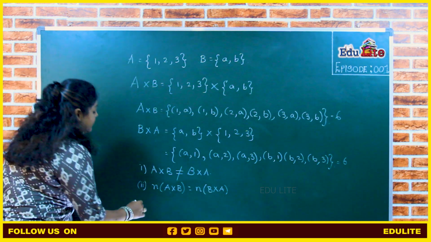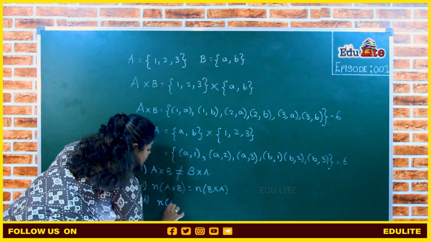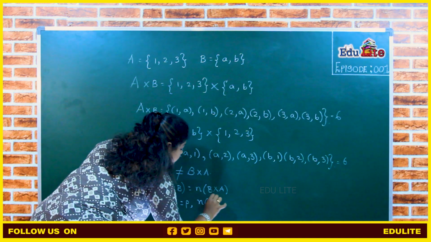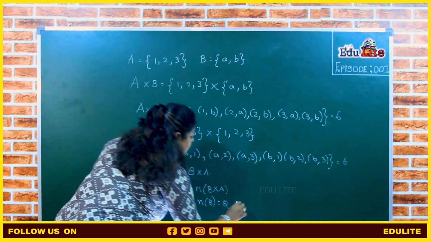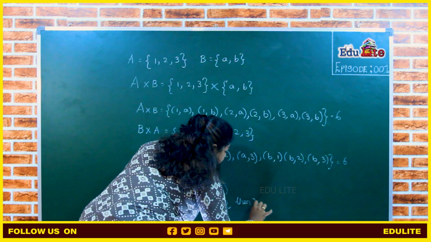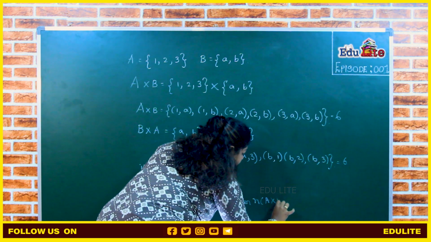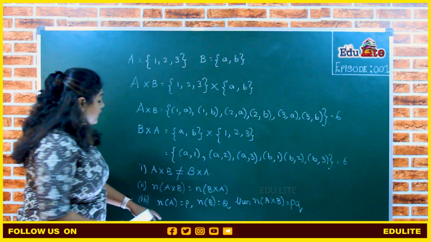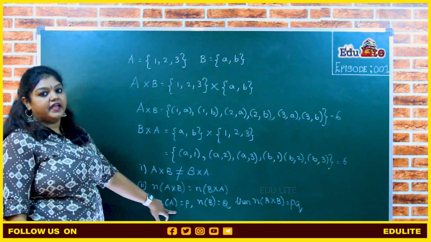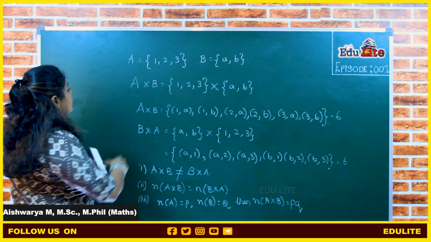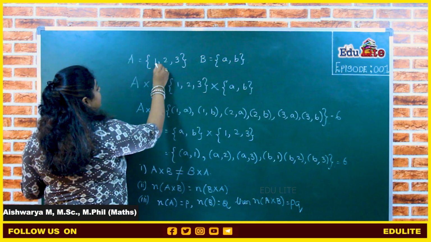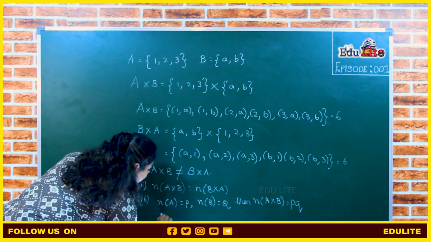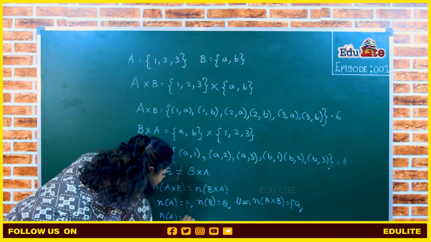And the third point is, if the number of elements in A is P and the number of elements in B is Q, then the number of elements in A cross B will be PQ. What is meant by n of A? N of A is the number of elements in A. If you see, the number of elements in A is 1, 2, 3. So n of A equals 3.